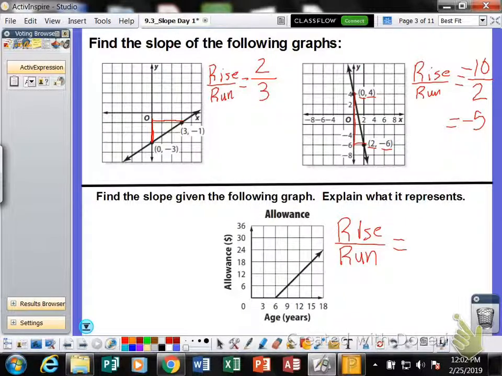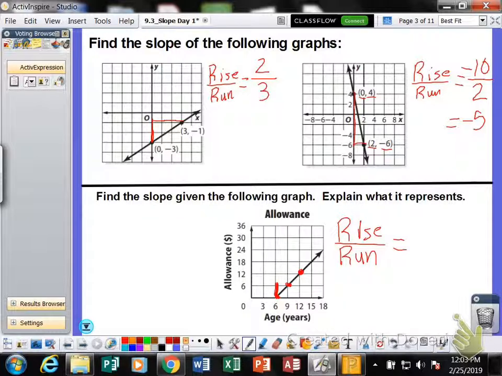So our rise, we start at age 6. You could start at any point on this graph. So say we had a point here and a point here. Okay, those would be our ordered pairs on this graph. So we'll start at the bottom here. We want to start our first ordered pair. So I want to find my rise to go up to the next point on my graph. I just go up, and notice it's up 6 units.